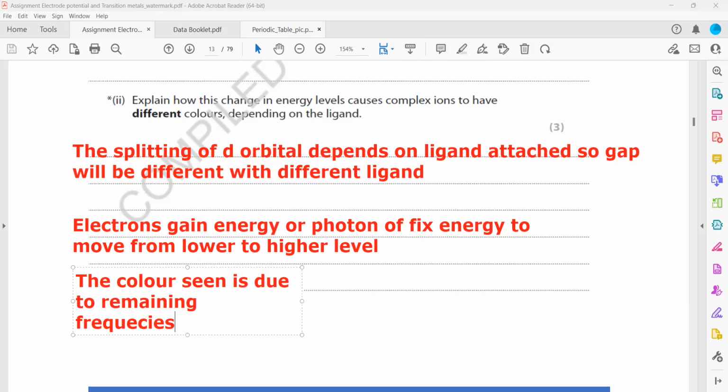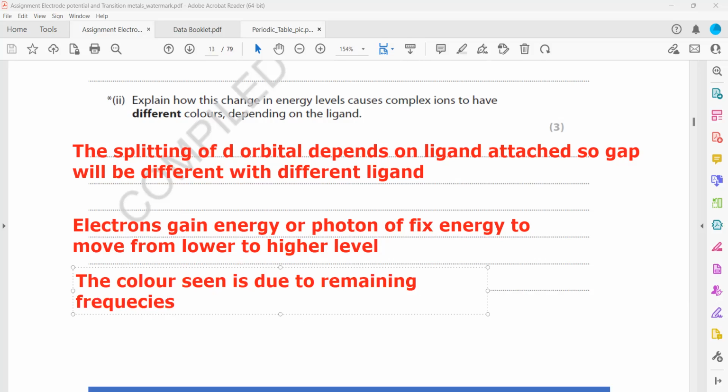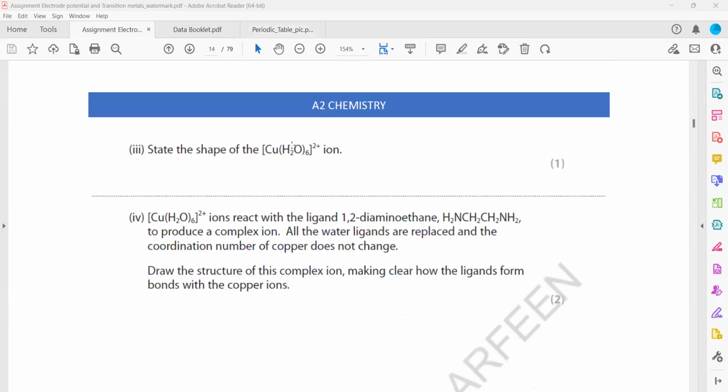The remaining frequencies or remaining wavelengths, which are not absorbed, are responsible for the color. Then state the shape of the complex. For example, if six ligands are attached, the shape depends on how many are attached. You will always have an even number. If there are six, then the shape will be octahedral.